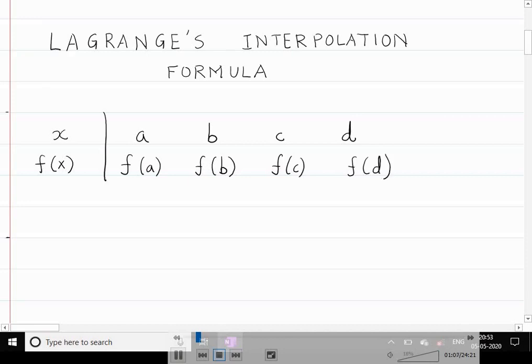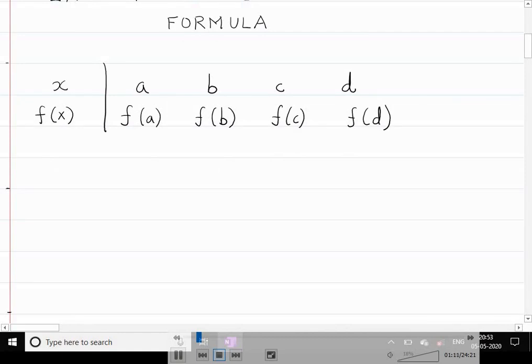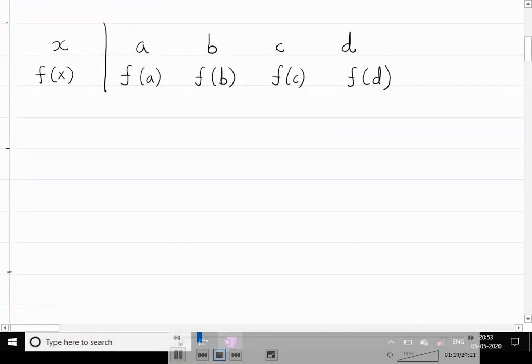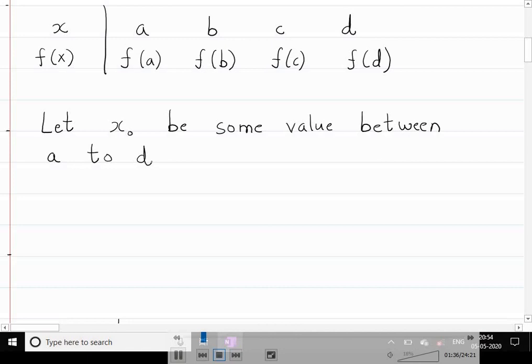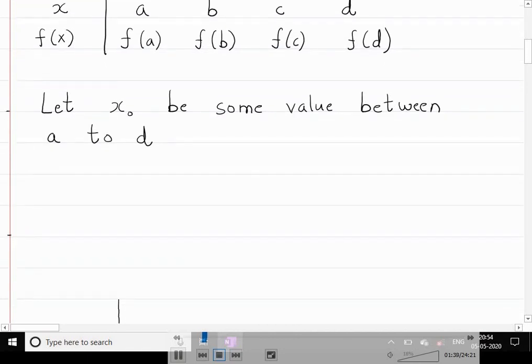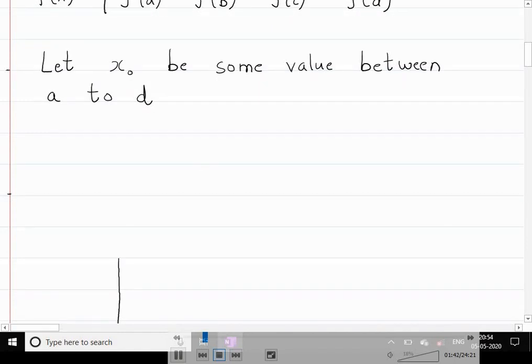Now, right now we will not go into the details of what this actually means. We will first try to understand the formula in simple words. So I will take a number x naught, which is some value between the numbers a and d. So x naught lies somewhere between a and d, and then you have b and c also somewhere. So x naught is lying between a and d.